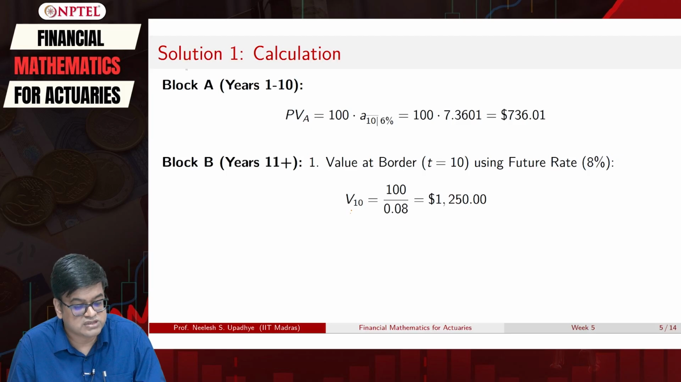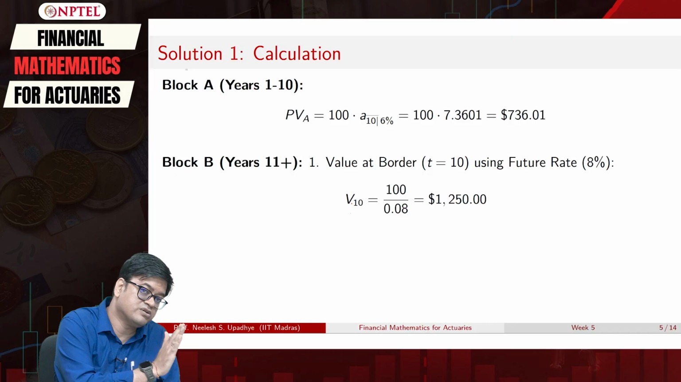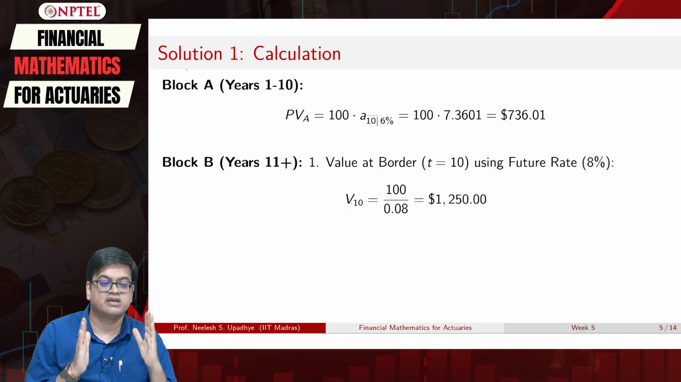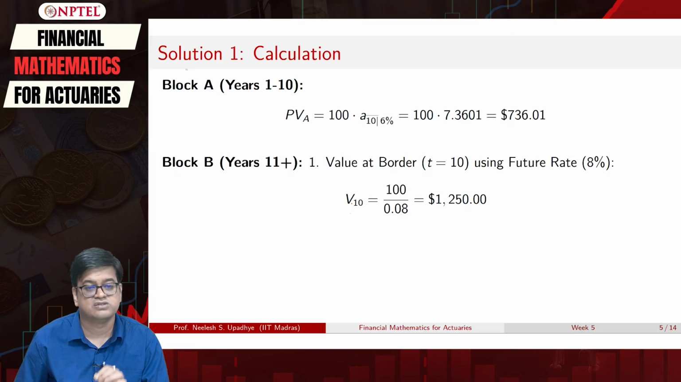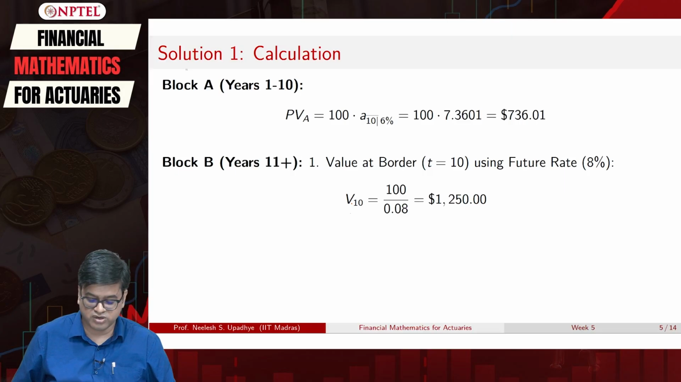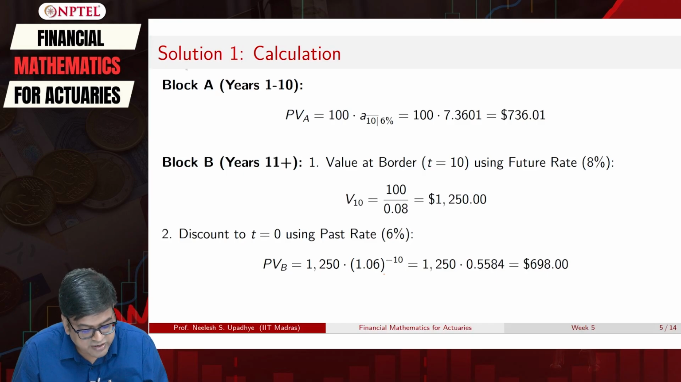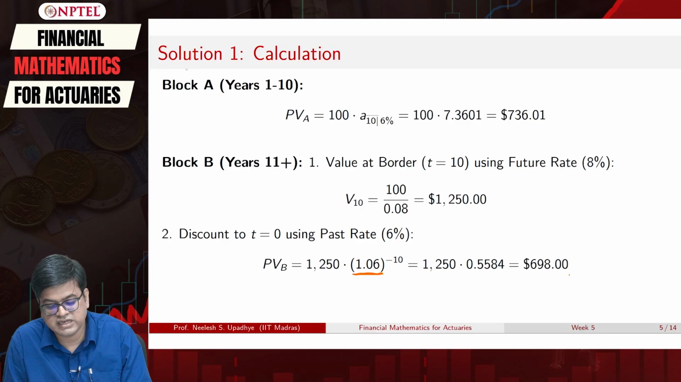Now this is a value at time point 10. I need to bring this value to time point 0, right? But between time 10 and 0, the interest rate was 6%. So that is what I need to take into account. My discounting factor should accommodate this 6%, not 8%. So this discounting factor accommodating 6% is 1.06 raised to minus 10, for 10 years, and that gives me 698.